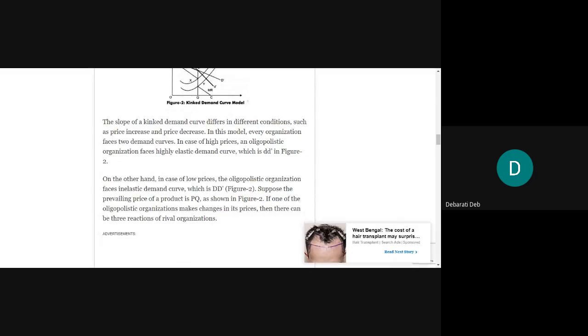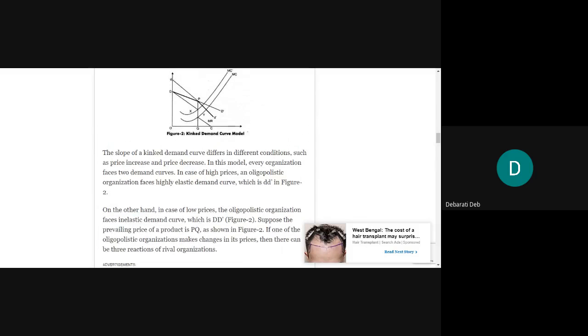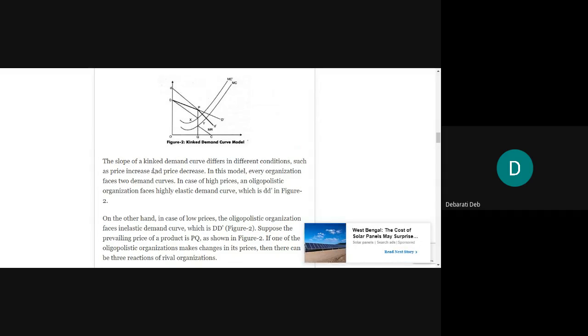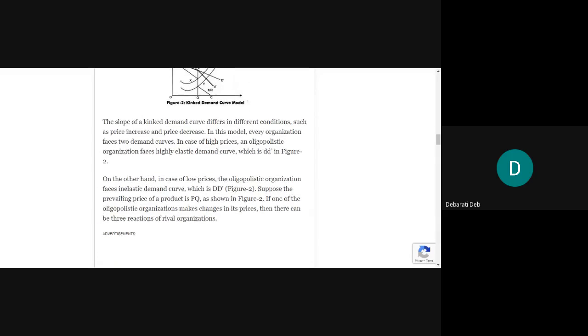Suppose the prevailing price of a product is PQ. This is the price, okay? On the y-axis, the price has been taken and it has been drawn over here. So PQ is the price. If one of the oligopolistic organizations makes changes in the prices, then there can be 3 reactions of rival firms. In the kinked demand curve, the fact is that if PQ is the price and one of the oligopolistic organizations makes changes in these prices, then there will be 3 reactions from the rival organizations.